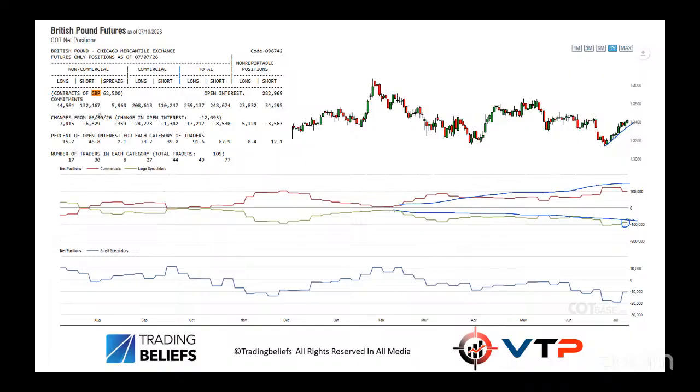When we look at the numbers, the large speculators are 44,000 long, 132,000 short. So clearly their bias has been to the short side. Yep, they've added longs and trimmed their shorts, but they're still pretty much on the short side, as opposed to the commercials who, whilst they do have 110,000 shorts, are still long, 208,000 contracts. They may have trimmed an awful lot out of it, but they're still long.